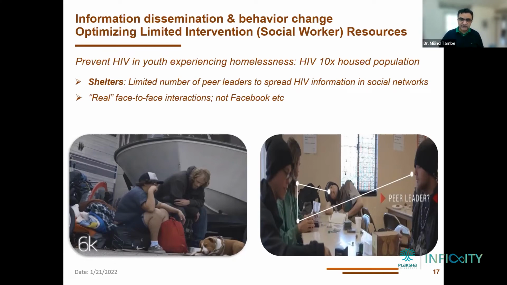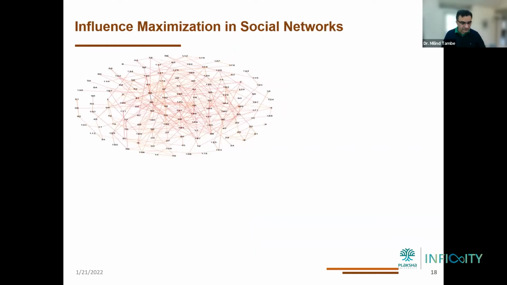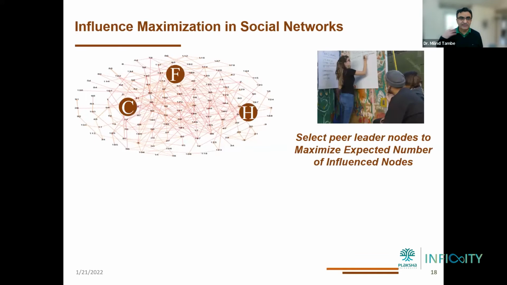This is all face-to-face interaction. This is not happening over Facebook, for example. So if you think about it in terms of a social network here, each number here is a homeless youth. Each red line is a friendship edge between one homeless youth and another. And we have to select from these, let's say, 3 youth here, C, F, and H, shown here, who are the key influencers we have selected so as to maximize the expected number of youth who were reached. And this is a picture from our colleague in social work educating the youth that were selected.